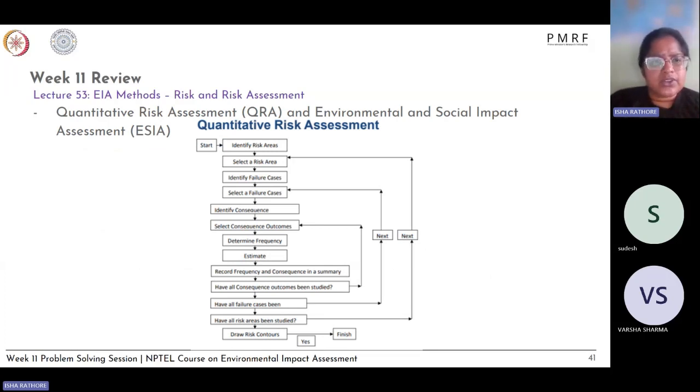This is a general framework of the quantitative risk assessment. You first identify your risk areas, select any one risk area, and identify what are going to be the consequences or the failure cases. If in a risk area you have multiple failure cases, that is, multiple things can go wrong, then you identify all of those. Then you identify the consequences out of each of these. If this thing happens, then what are going to be the consequences? You give them the numbers, the frequency and estimates.